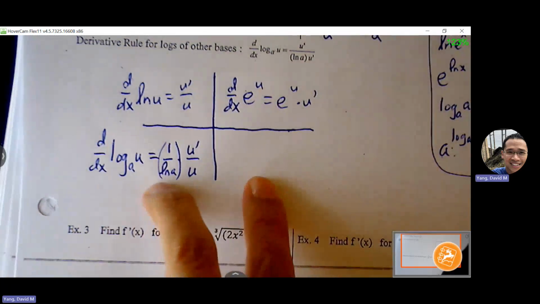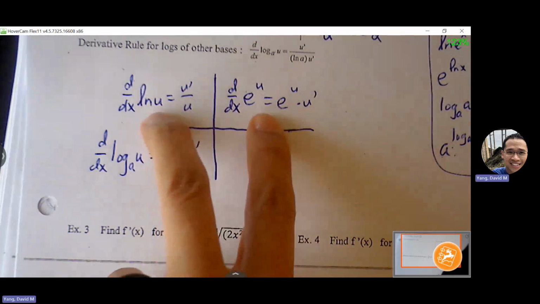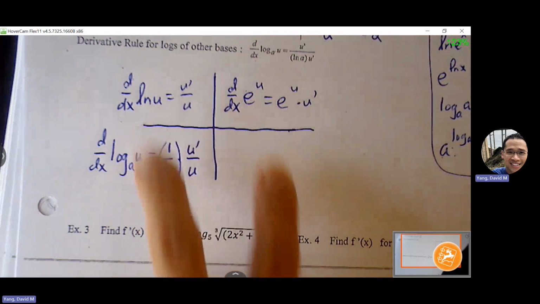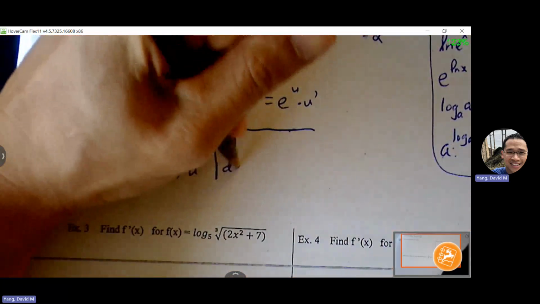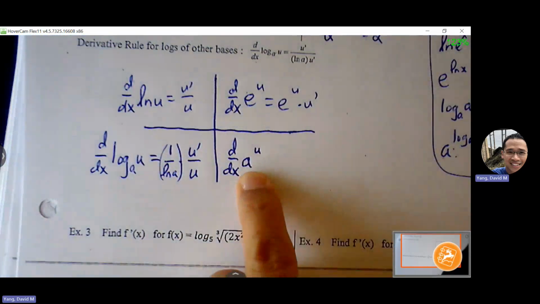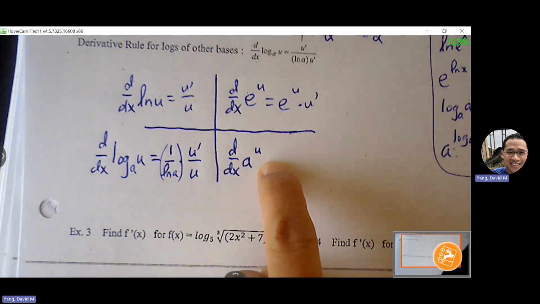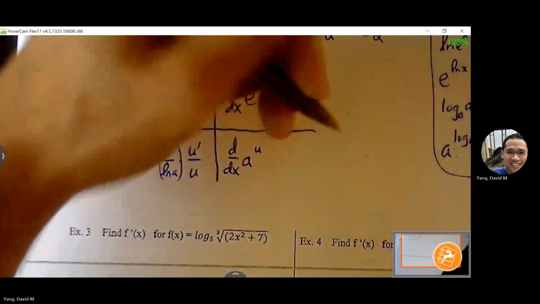You'll have to know these for the quiz, but chances are these have a higher chance of showing up on the AP exam than these right here. All right, so derivative of a to the u. This is base 2 or base 3 or base 4. All of them can be grouped together into this base A.